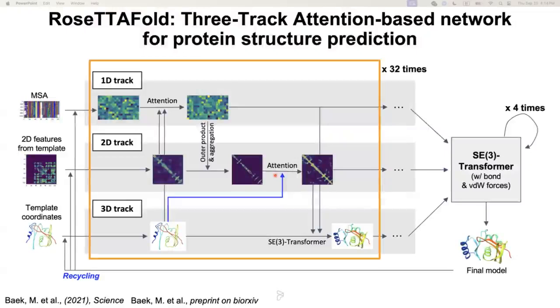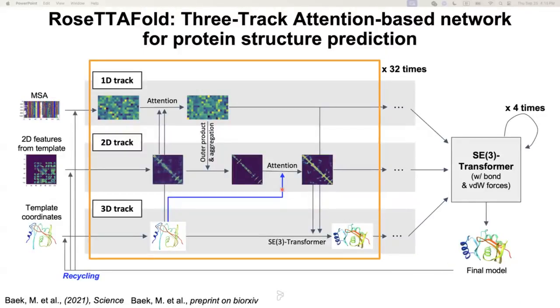So our approach for protein structure prediction is named RoseTTAFold, and this basically has a three-track attention-based network. We first published the original paper in Science in 2021, and the RoseTTAFold 2 preprint on bioRxiv. And in this model, we basically try to make an AI model that can encode those structural patterns hidden in the MSA to predict the 3D structures of our target protein.